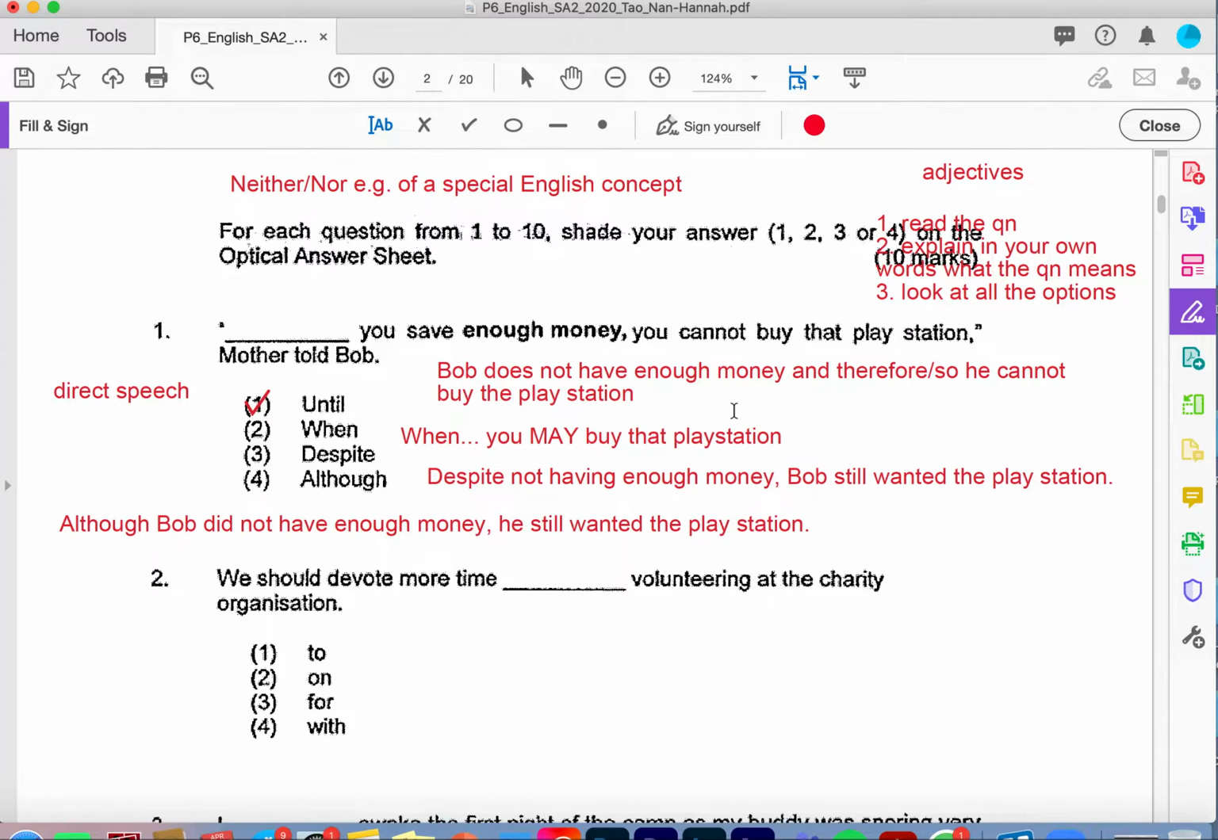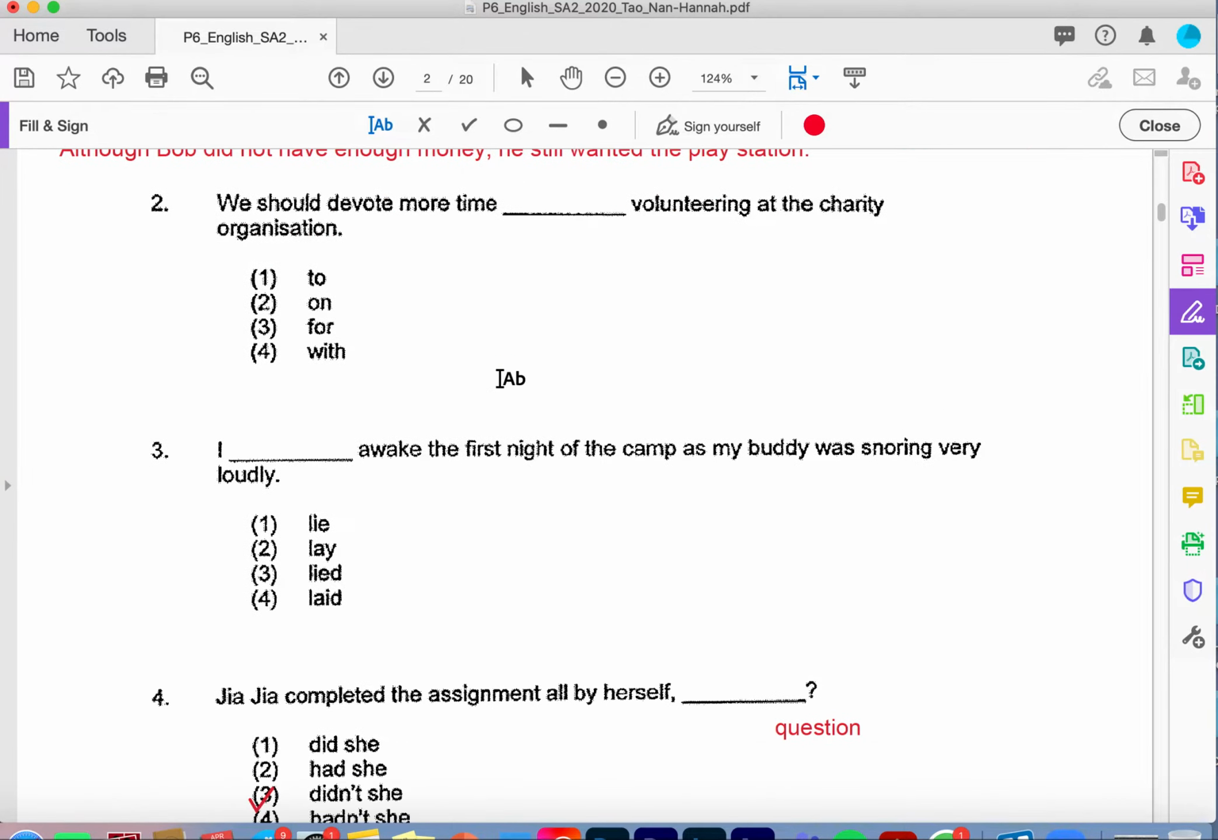Okay? So whenever in doubt, just think about how you can use the options to describe the meaning of the sentence here, and you'll figure it out.